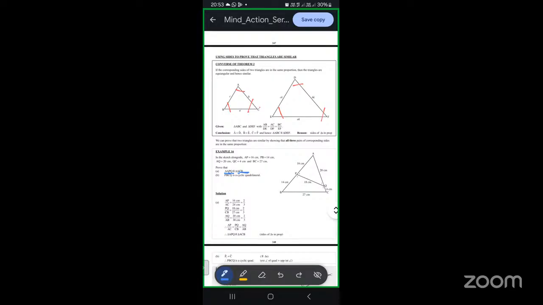Then the last one, we go for the outer letters in the triangles, AQ all over AB. That will be 20 over 30. That is still 2 over 3, because now the ratio is equal. Every ratio of these triangles is equal. Then you can just come to the conclusion that triangle APQ is similar to triangle ACB. Does this part make sense to you guys? Yes, sir. Are you sure? Yes, sir.